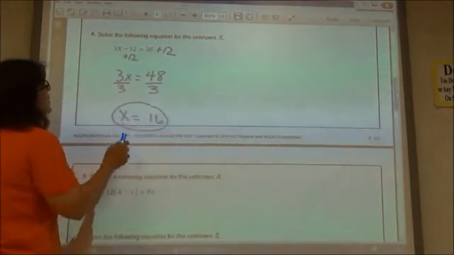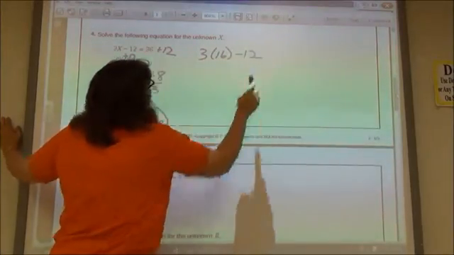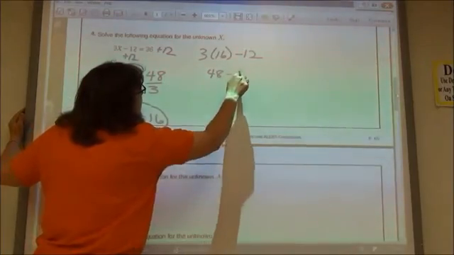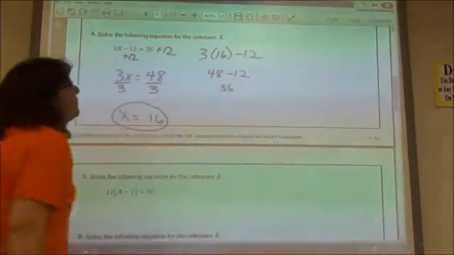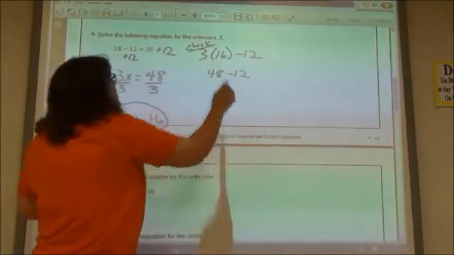And then if I wanted to check that out, I would say, is 3 times 16 minus 12 equal to 36? 3 times 16 is 48, and 48 minus 12, sure enough, is 36. Not that you have to check it, but if you wanted to check it.